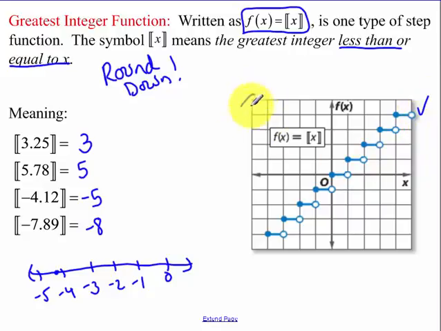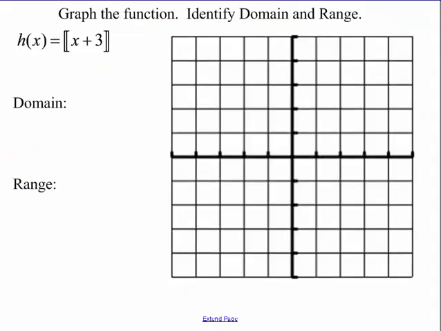I would make sure you have that graph in your notes along with everything else on the slide. Okay, and you really have to understand that they're bars, and all we're going to be doing is translating those bars. Okay, graph the function, identify the domain and range. Remember, this is the greatest integer function. The +3 means I'm moving to the left 3 units.